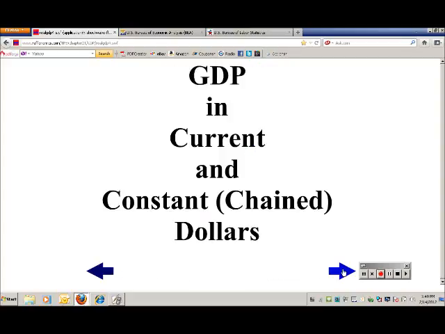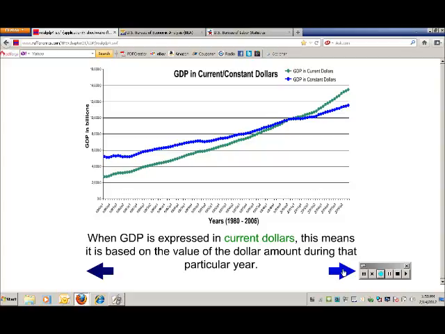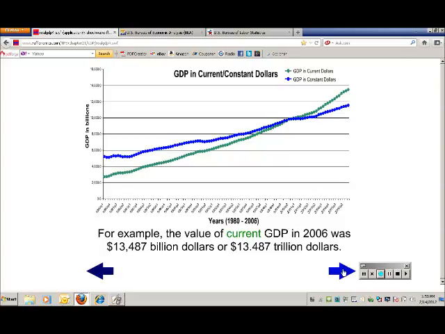The other thing that we need to understand about GDP is GDP in current and constant, or what are called chained dollars. You notice here the difference between these two curves. GDP in current dollars is measured in green, and in constant dollars is measured in blue. In current dollars, it just means that it's based on the value of the dollar amount during that particular year in which it's being measured. For example, the value of current GDP in 2006 was $13,487 billion, or approximately $13.4 trillion. You can see that on the green line.